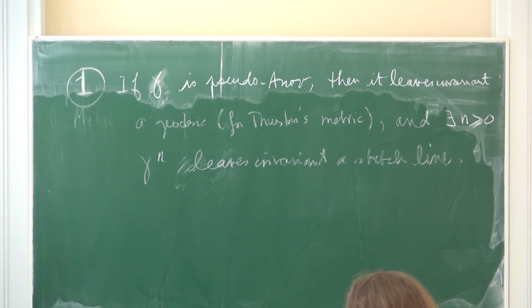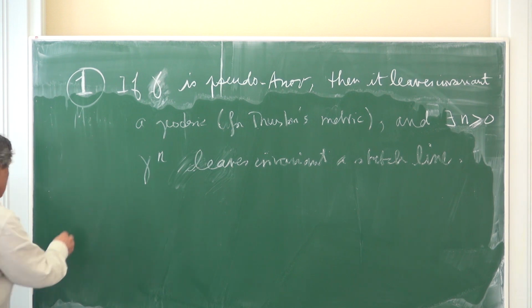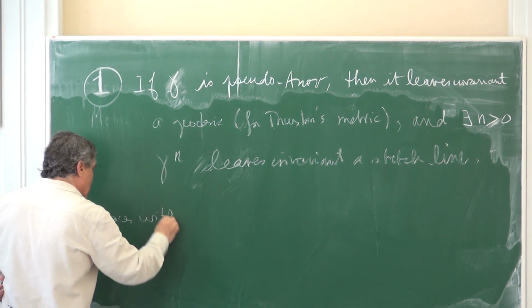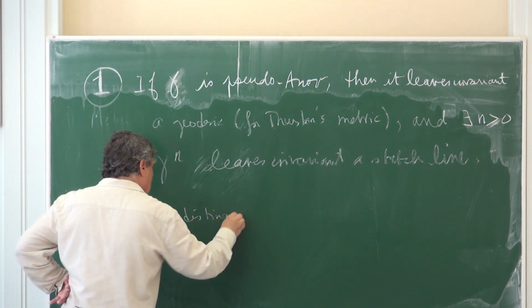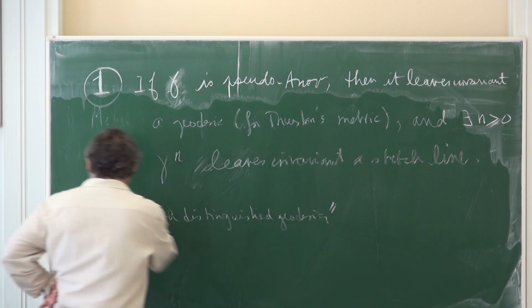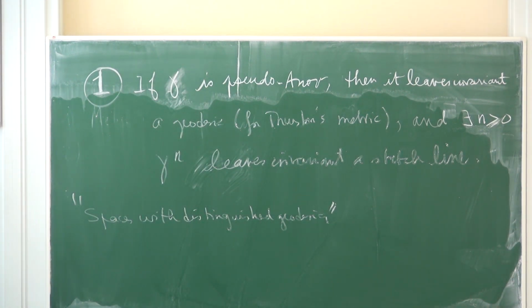You see, stretched lines are examples of geodesics, and here I come back to Busemann, because he introduced terminology. In fact, he introduced this notion of spaces with distinguished geodesics. The idea is that you have some metric space and a notion of geodesics which are easier to deal with than others, the distinguished geodesics, you see. And this is, I think, very interesting and could be applied here.